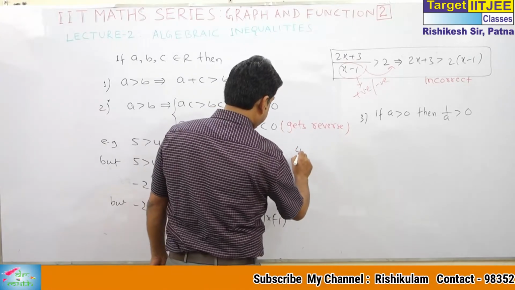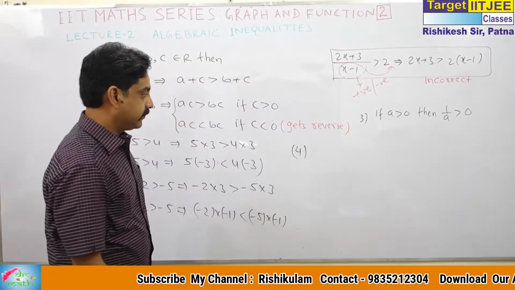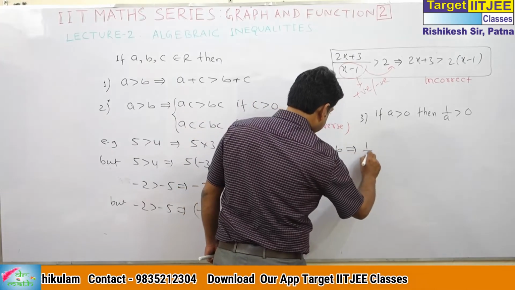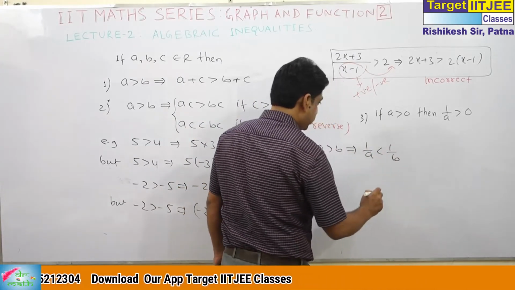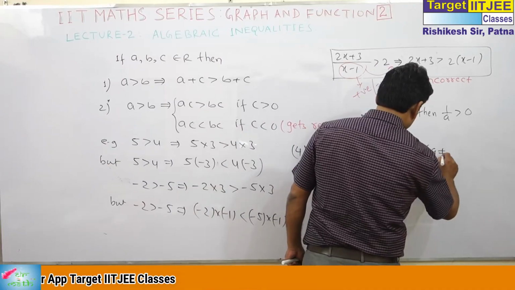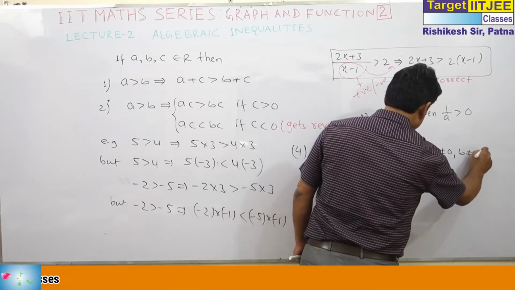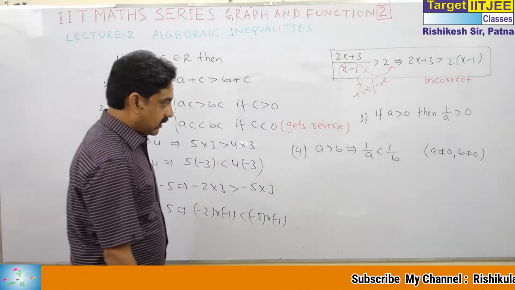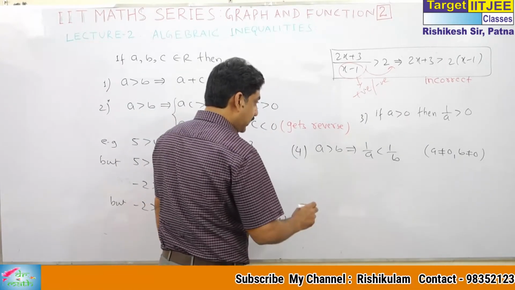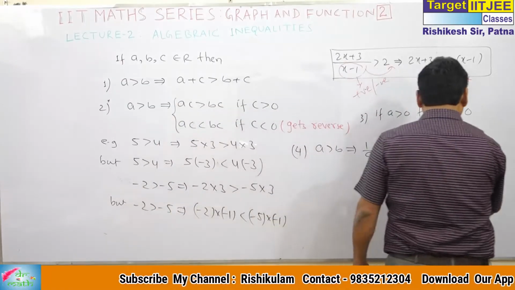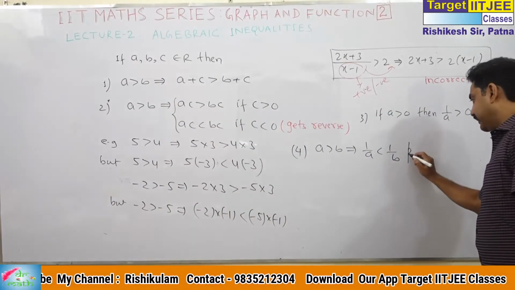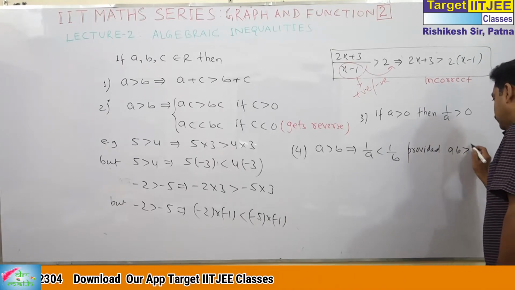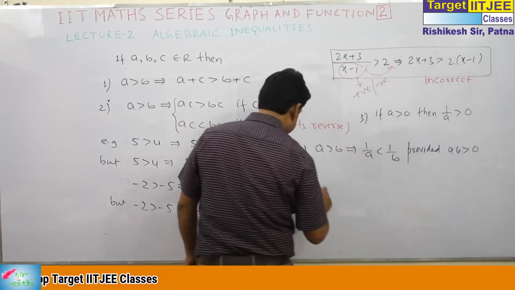Come to point number 4. A greater than B implies 1 by A less than 1 by B. You have to keep A not equal to 0 and B not equal to 0. Otherwise, it is valid for both positive and negative numbers, subject to the condition, or you can say provided, that AB is greater than 0.